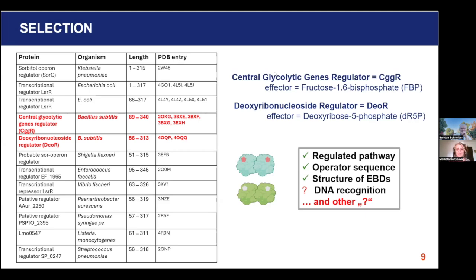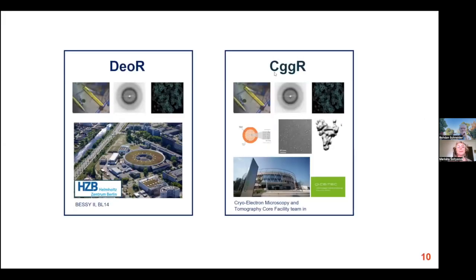It was domain 1, and the additional ones were other ambiguities that we wanted to address, and I will touch on them during my talk. The key method we used to study them was X-ray crystallography, which was combined with cryo-EM, or cryogenic electron microscopy, in the case of CGGR.